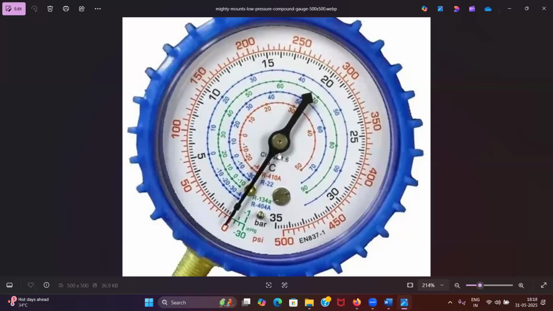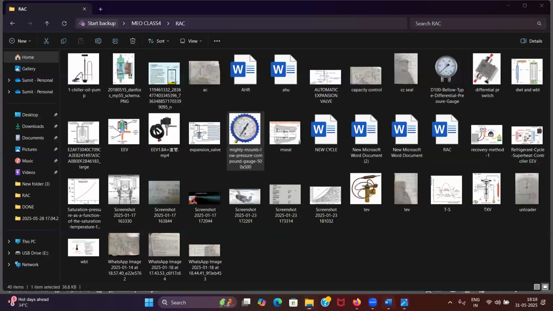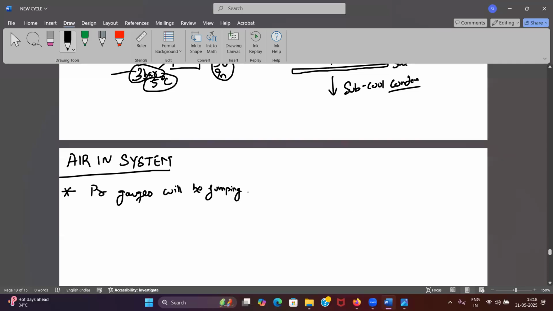And if air comes into your system, it will be showing much more temperature. Obviously pressure will also be more, but temperature will also be more than normal. So first thing is understood to everyone: your pressure gauges will be jumping, they will show more.